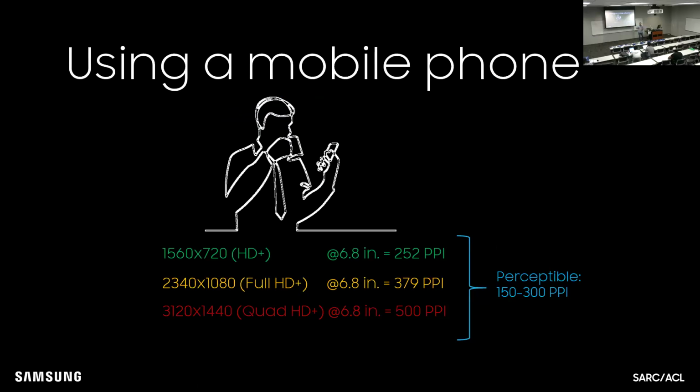Using a mobile phone, that's my thing. Sorry about the red. But basically what I'm trying to say is they're all fine. You can get HD plus on $300 phones, all the way up to full quad HD plus, which is 500 pixels per inch. You can't even see that. It's kind of a waste of power. So I think cell phones in this form factor solve the problem.